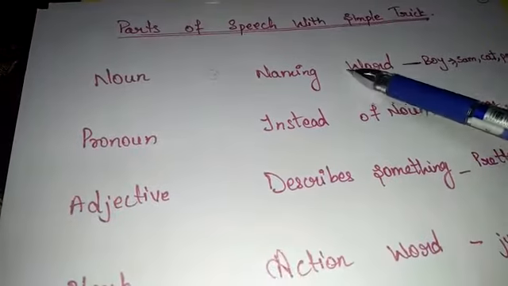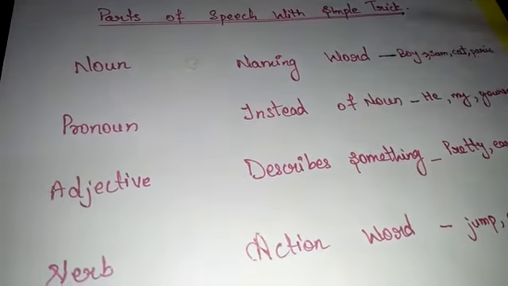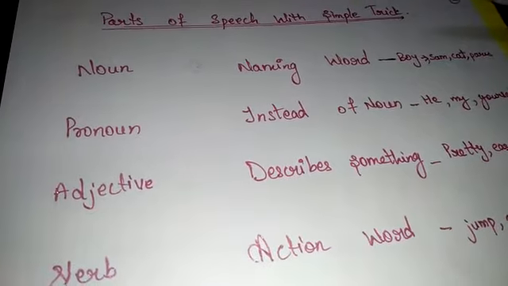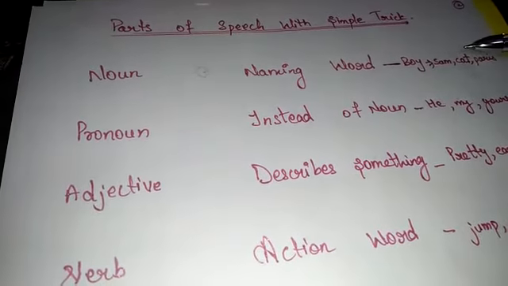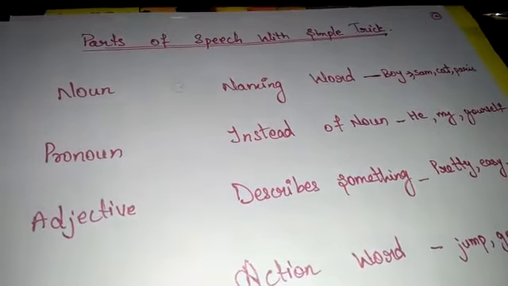What is a noun? A noun is a naming word. Simply, it may be the name of a person, place, thing, or anything. It is a naming word, right? For example, boy. What is his name? Sam. Another, animal: cat, and the place: Paris, etc.